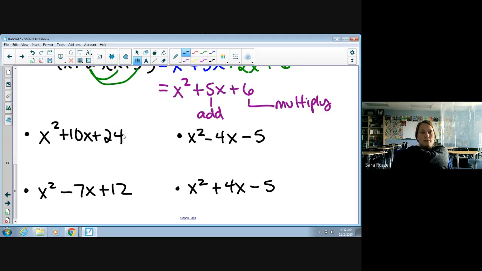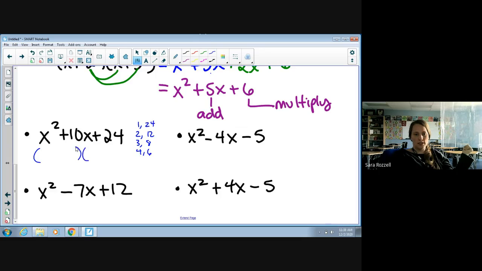We're thinking of things that multiply to get 24 and also add to get 10. So we could just go through some factors of 24. I'll just write them so you can see them if you need to visually see them. So we got 1 times 24. Does that add to get 10? No. Okay. We have 2 and 12. Does that add to get 10? No. 3 and 8. No. 4 and 6. Does that make 10? Yep, so it looks like we found it.